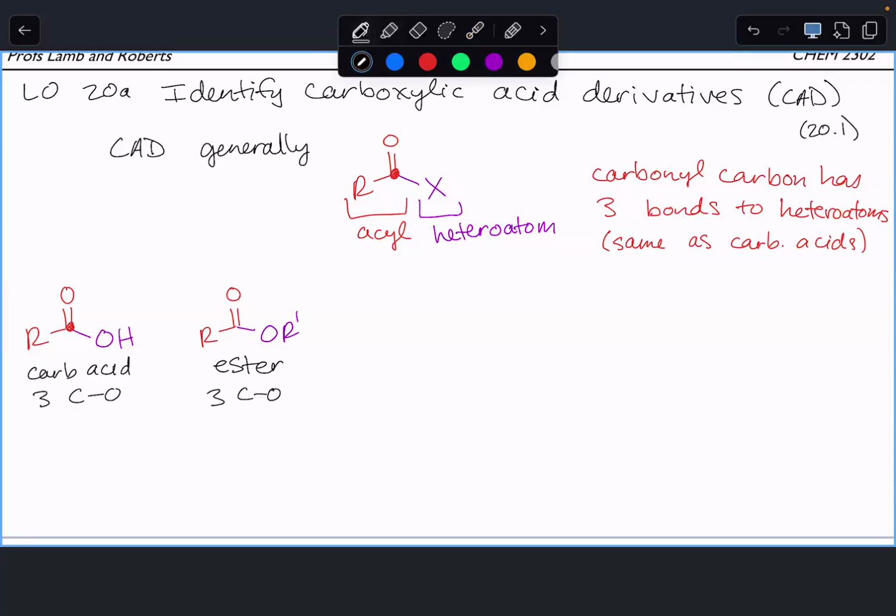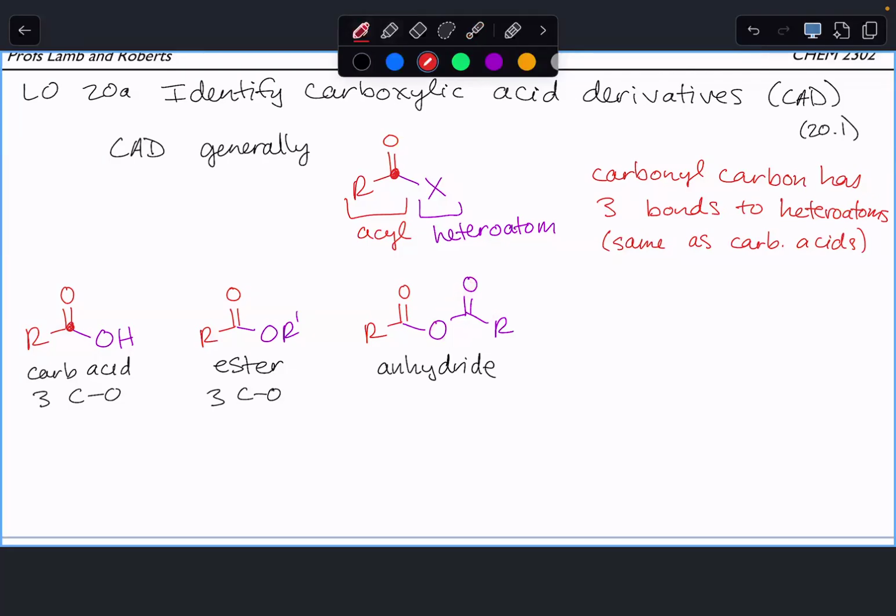Then we get into the ones that are a little bit different. We can have this same acyl group, but now our X group looks a little bit weird in an anhydride. This is called an anhydride. This is the one that throws people off, I would say. But it's not different. This whole group here in purple is the X group. Don't get confused because it's bigger. It's just an X group.